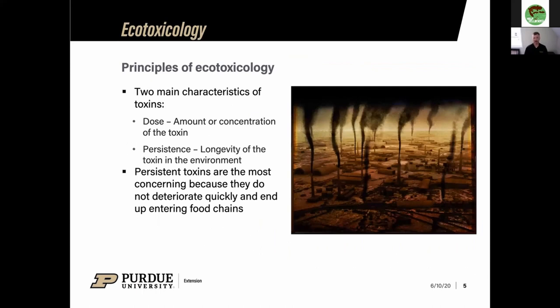So just some basic principles of ecotox. There's really two main characteristics we're interested in when it comes to toxins. The first is the dose. This is the amount or the concentration of the toxin that ends up in the environment. And secondly, we're also concerned about the persistence or the longevity of that toxin in the environment. And ultimately, it's those persistent toxins that are a significant concern because they don't break down very quickly in the environment and they can end up entering food chains. So a little later on, I'll provide an example of one of these types of persistent toxins in the environment.